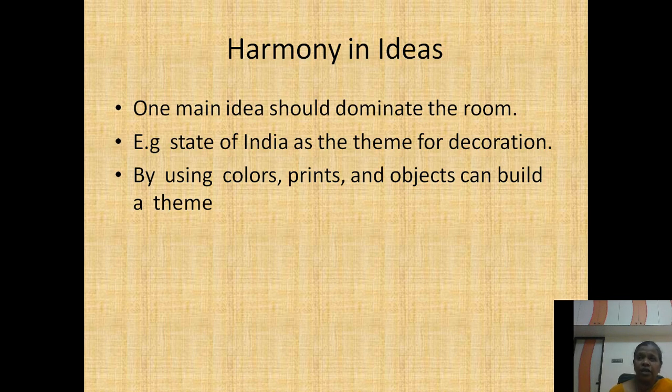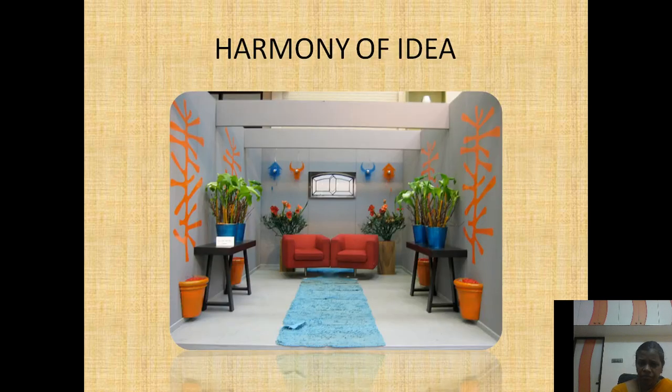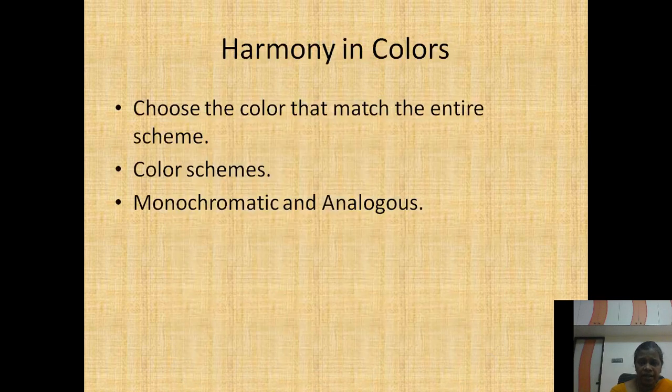they may add a lot of coconut or oil, and fish also. The natural decoration will be of water, wood and coconut waste. So you can take any one state of India, take their own colors, prints and objects, and arrange them as a theme. That is called harmony in idea. Here you can see everything was artificially made, and it is called the harmony of idea.